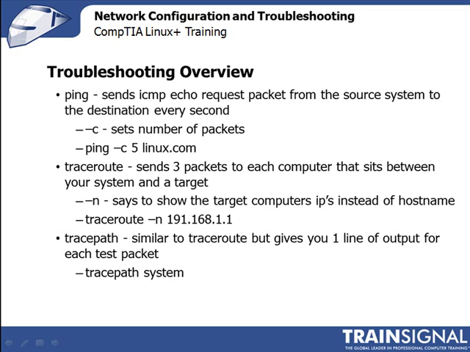The only problem with ping is that sometimes firewalls can block ICMP requests, so keep that in mind before deciding if a system is really down or not. The next command is traceroute, and this works by sending 3 packets to each computer that sits between your system and the target system. The -N option says to show the target computer's IP instead of the host name.